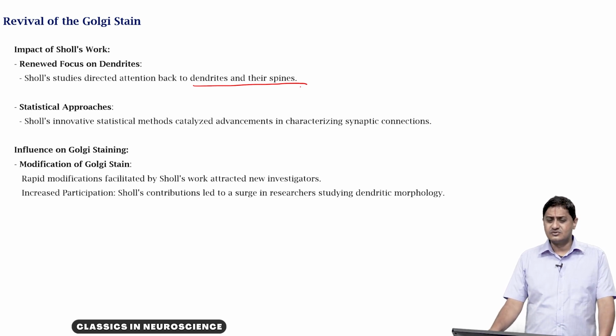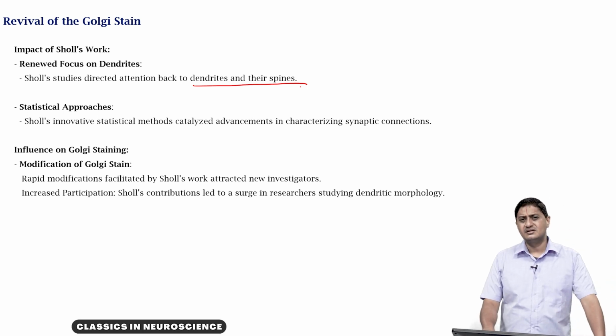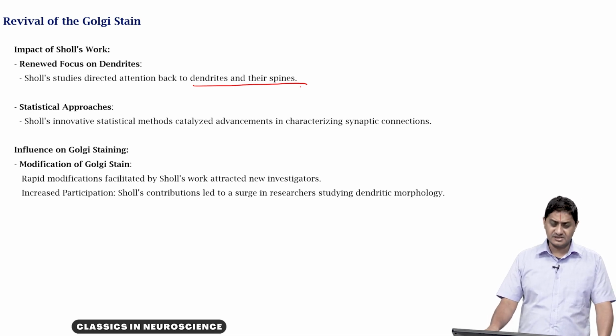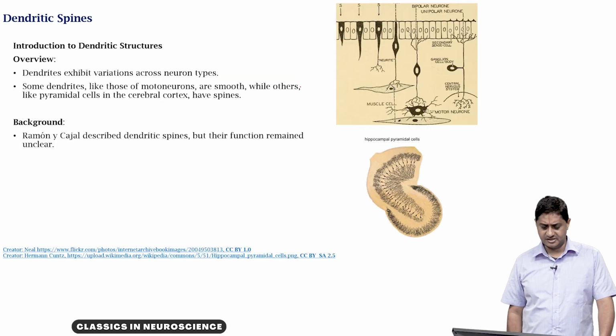So, there was the use of these statistical approaches, and there was a modification of the original Golgi staining approach, because this was perhaps developed 80 to 100 years ago, quite a long time ago. So, there were these improvements to the Golgi staining approach, which was facilitated by David Sholl's work, that brought in other newer investigators. There was increased participation by others, which led to a surge of renewed interest in this field of studying the structure, or the morphology, of the dendritic tree.